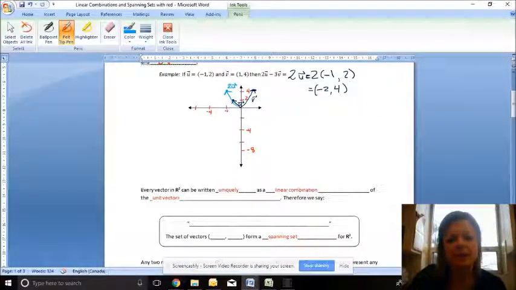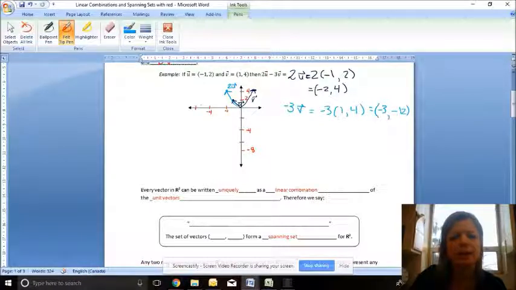And then -3 times v is -3 times 1, 4. So it is -3, -12. The coordinate. So -3, -12. So it'd be about here. Okay, so that is -3v. So it should follow exactly in line with v. It's just in the opposite direction and 3 times as long.